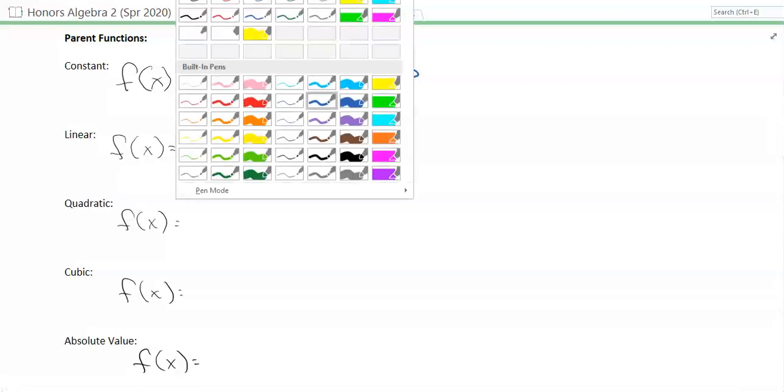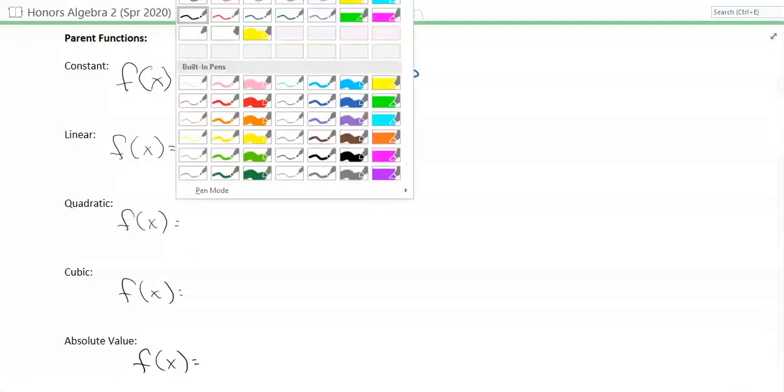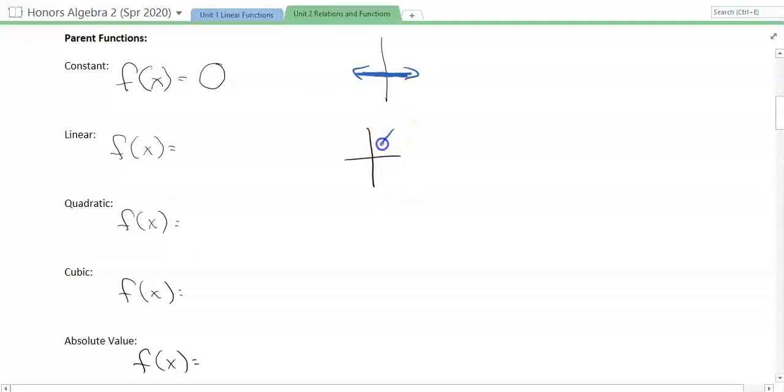A linear function, remember that a linear function is one that creates a line. If we're looking at the coordinate plane, the most simple linear function is one that goes through the origin and has a slope of 1. And so its form would be that f of x is just equal to x. Again, key points: it goes through the origin and has a slope of 1.